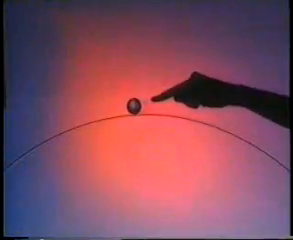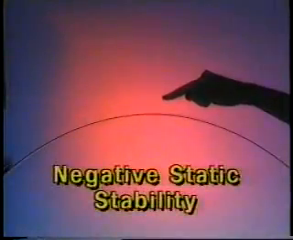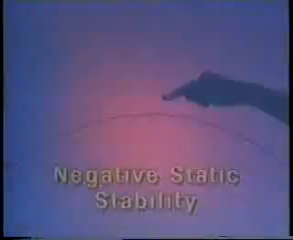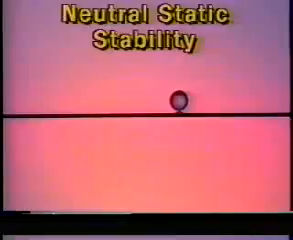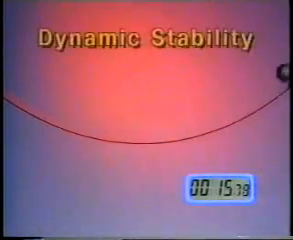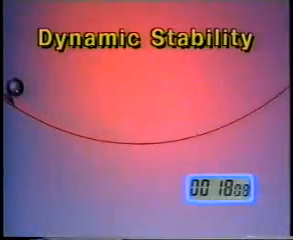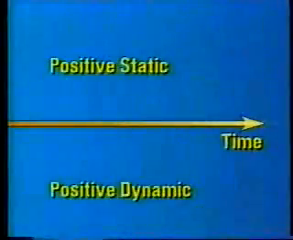When the marble is displaced, in this example, it moves farther away. This demonstrates negative static stability. A marble which remains in its new position after it has been moved is an example of neutral static stability. How an object responds over time as opposed to its initial reaction is called dynamic stability and can be positive, negative, or neutral.